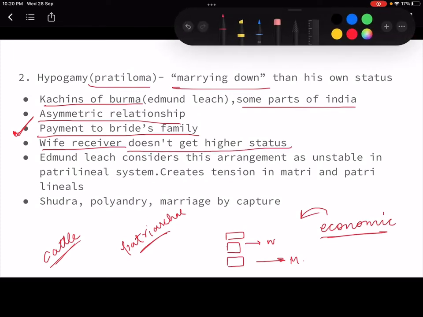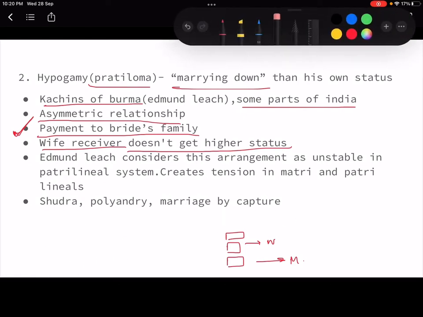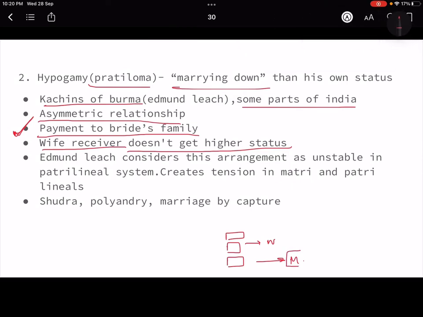In the last point, we saw that it is done to keep the status of the women. But in this case, what is happening is the woman has a higher social status than the man. So in this case, the man is not going to get the higher social status of a woman.